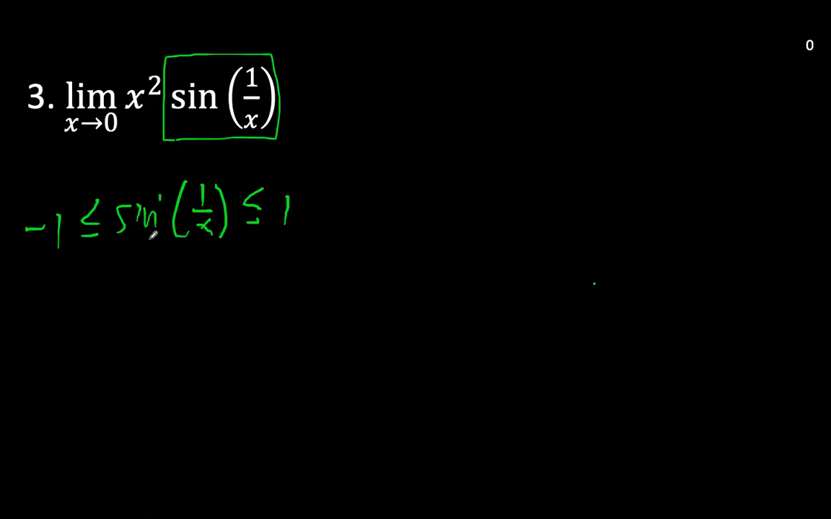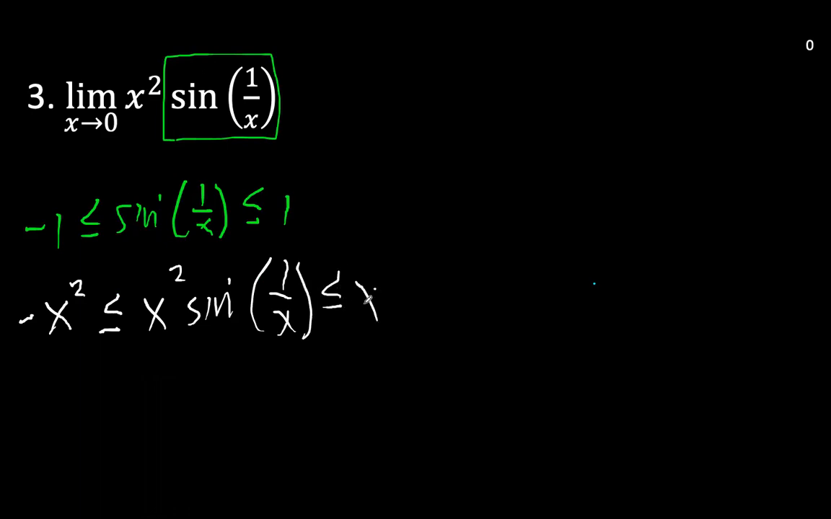And for us to express this problem based on the given, we lack x squared at the middle. So we need to multiply both sides by x squared. So -1 times x squared is negative x squared, less than or equal to x squared sine of 1 over x, less than or equal to x squared. Okay, so I think we're now ready to evaluate its limit as x approaches 0, since we have already expressed the middle term of the inequality similar to the given problem.